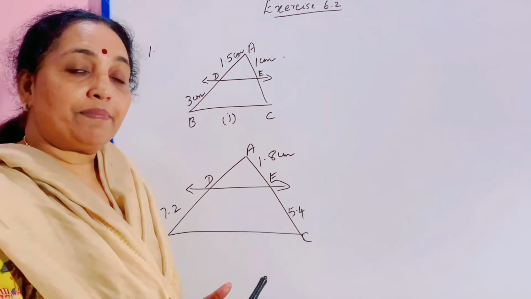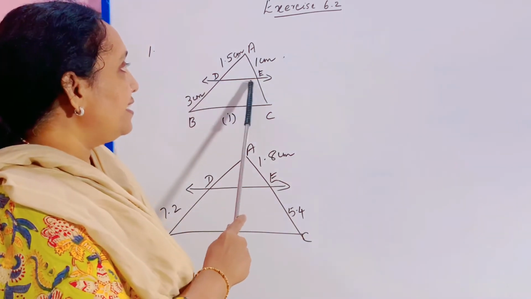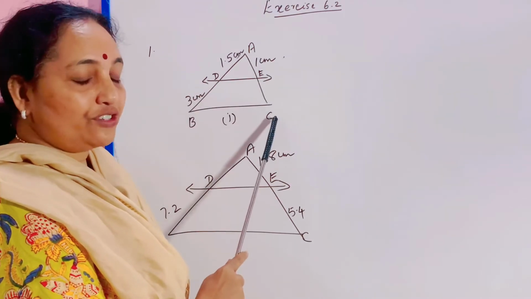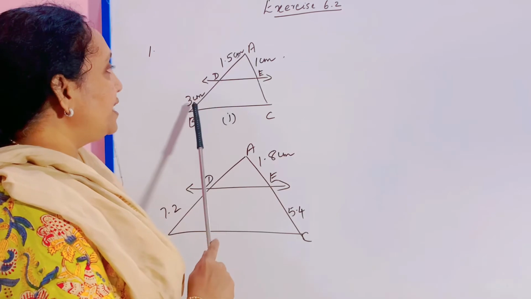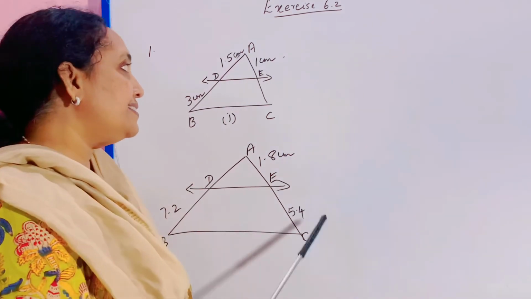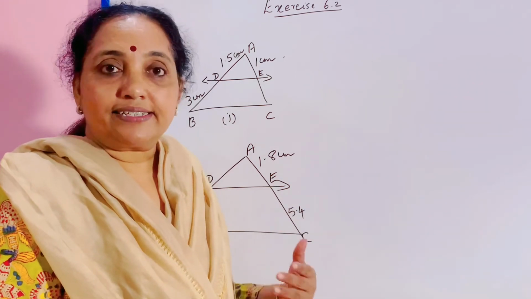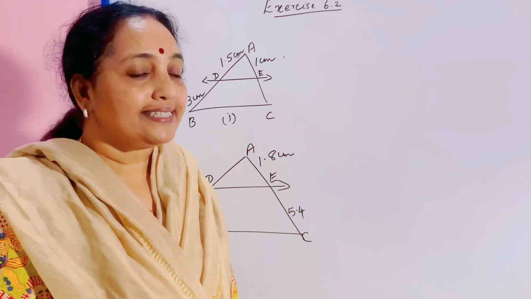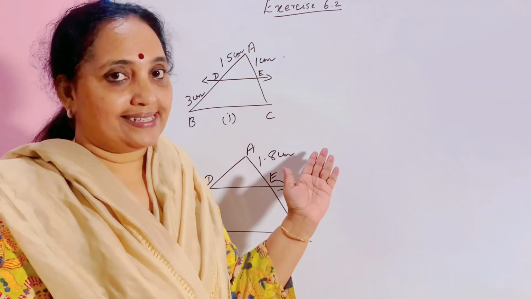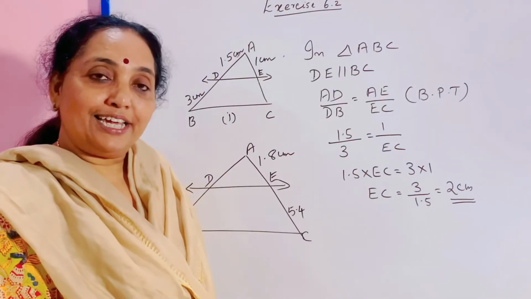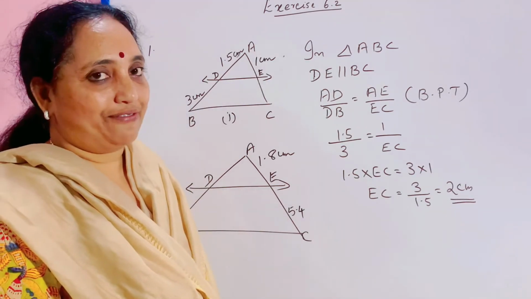So we can apply the basic proportionality theorem in triangles. Here DE is a line parallel to one side of the triangle. So by the basic proportionality theorem, AD by DB is equal to AE by EC. Then after that, you can substitute all the values in that ratio. Then you will get the answer. Look at the answer. Similarly, you can do the second question. That question you can do yourself.